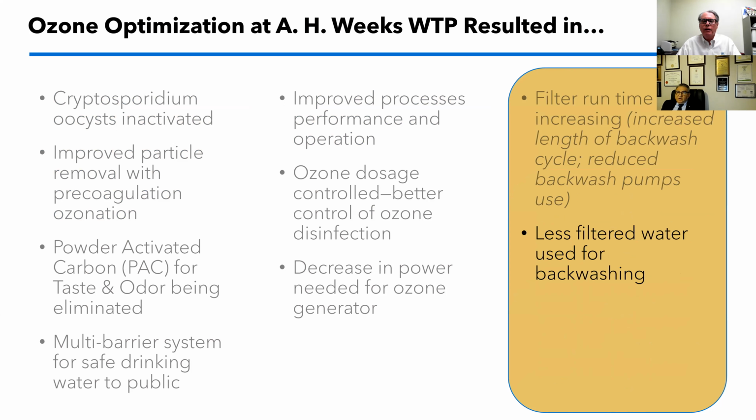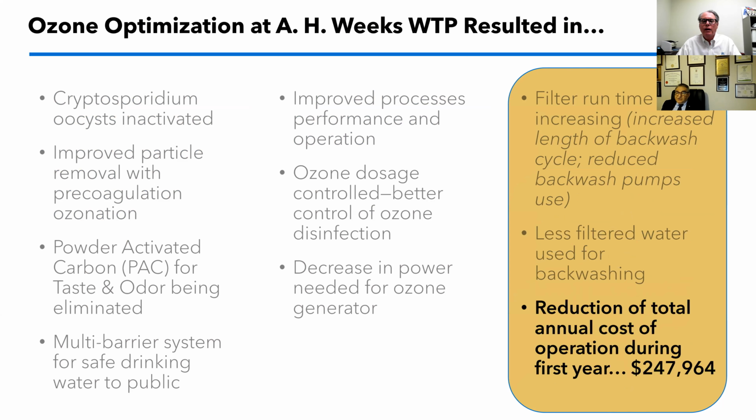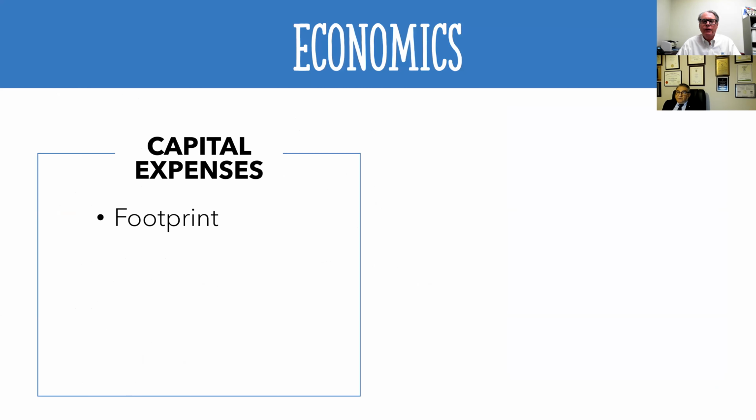Filtered water was less used for backwashing when you have a longer filter runtime. In fact, filter runtime was increased from a maximum of 48 to a maximum of 72 hours. And the reduction of total annual cost, when we did the calculation, was $247,964. Thanks, Saad.